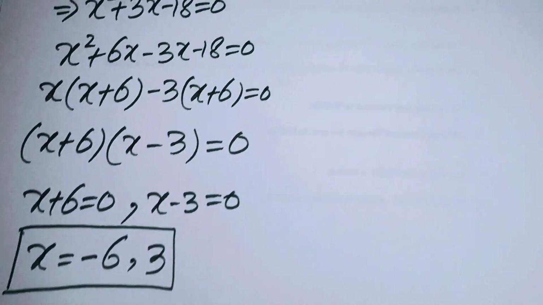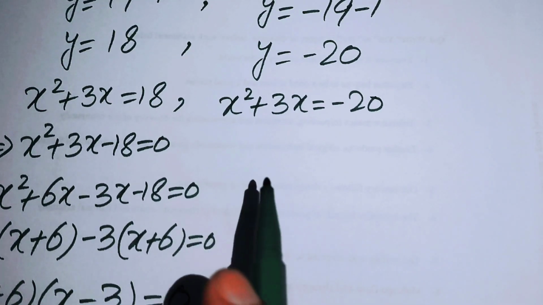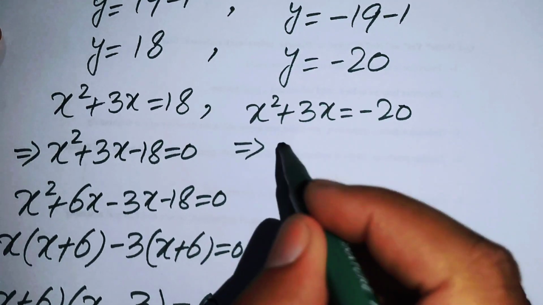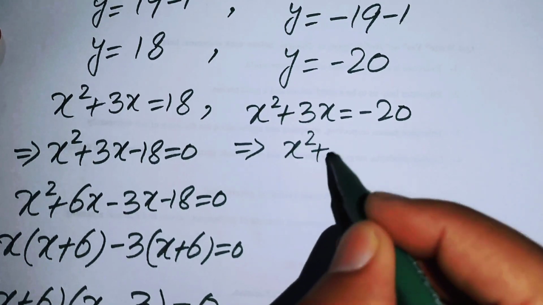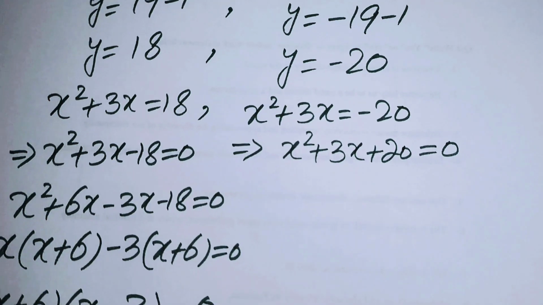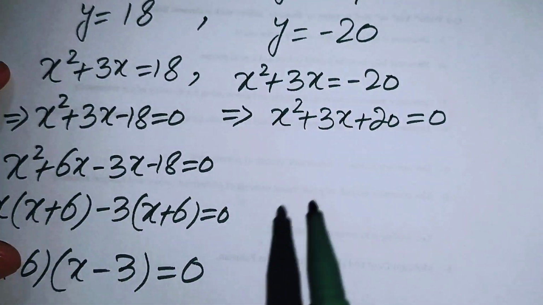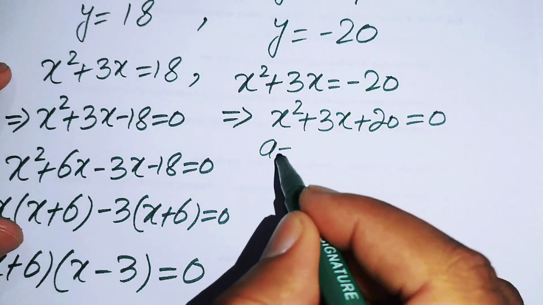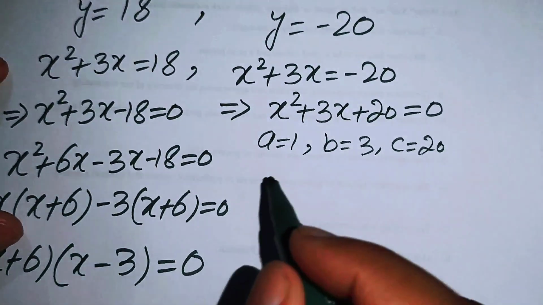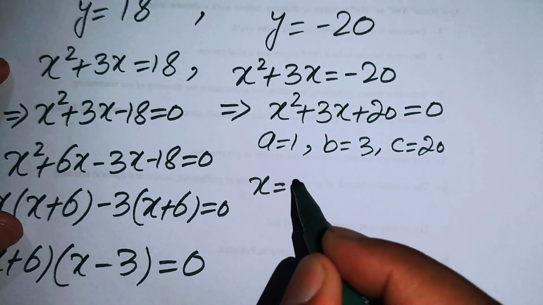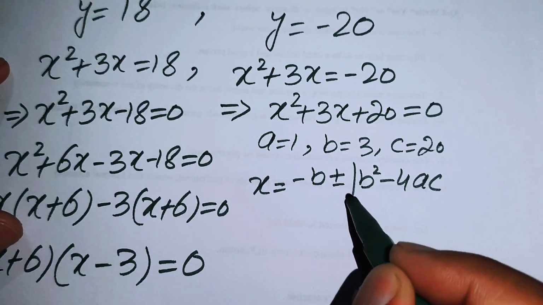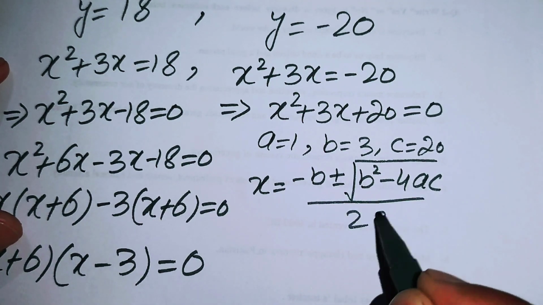So now in order to find the other roots, we will move to solve this other equation. So in order to solve this equation, first we can move this plus 20 to the left hand side. So you get x square plus 3x plus 20 is equal to 0. And here I can apply the quadratic formula in order to solve this problem. So here we have a is equal to 1, b is equal to 3, and c is equal to 20. And the quadratic formula is x is equal to minus b plus minus the square root of b square minus 4 times ac, over 2 times a.